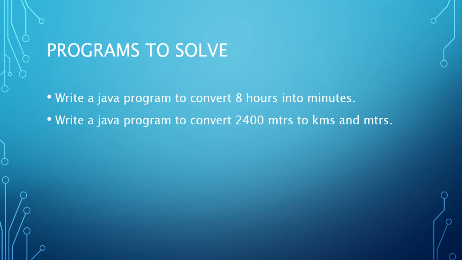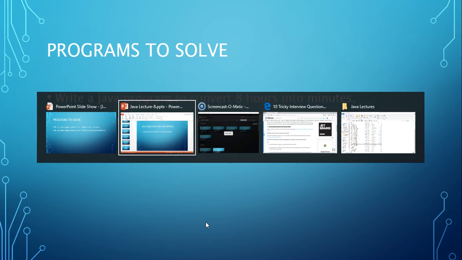In the subsequent lectures, we will be learning how to accept values first using command line arguments and then later on by using other techniques. As compared to other programming languages, accepting values from the user in Java is slightly tricky. The second program is where you have to convert 2400 meters to kilometers and meters. So let us have a look as to how we will solve these programs.